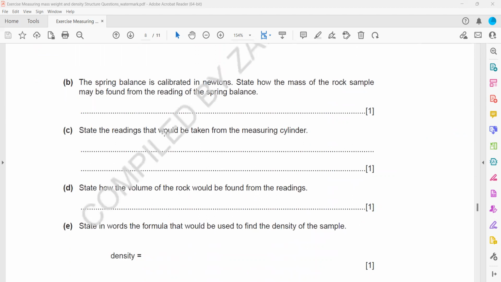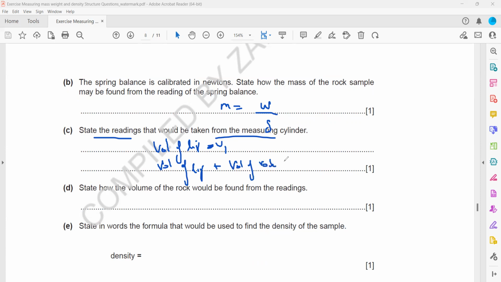State how the mass of a rock sample may be found. Mass of a rock sample will be weight divided by gravity. State the readings that would be taken from the measuring cylinder. One is only the volume of the liquid, which is V1. Another one is the volume of the liquid plus the volume of the rock, that is V2. How could the volume of the rock be found? By subtracting V1 from V2. And what equation will we use?